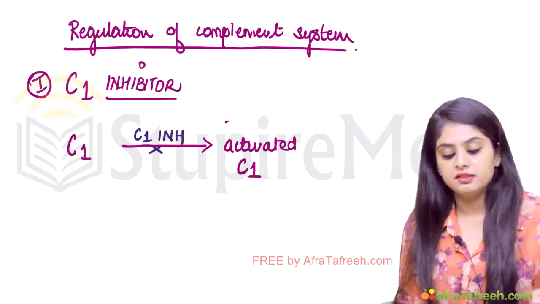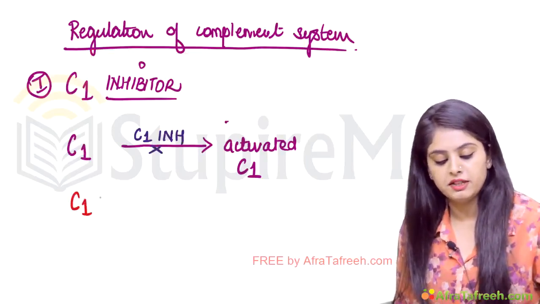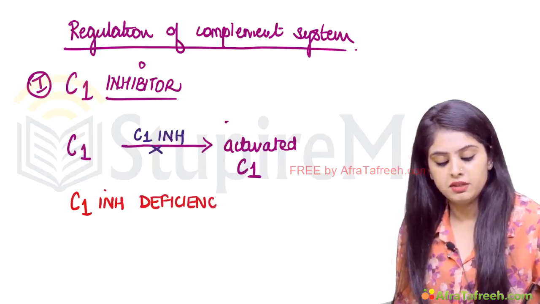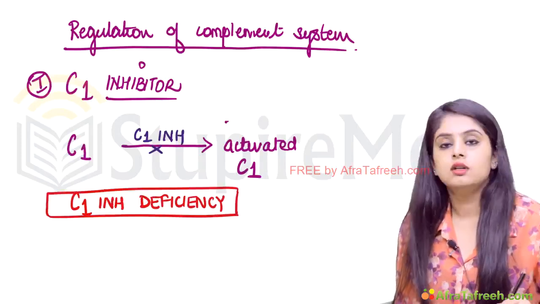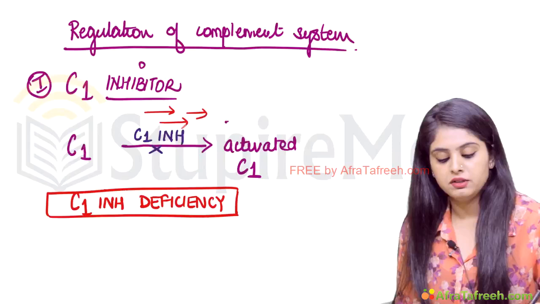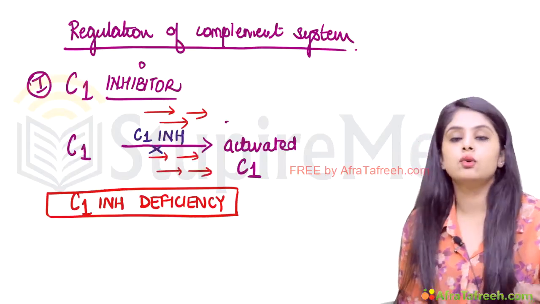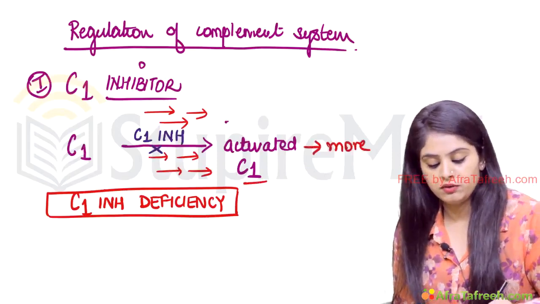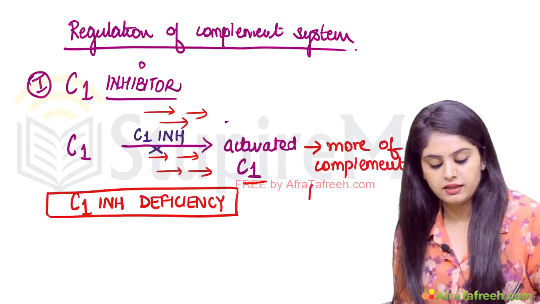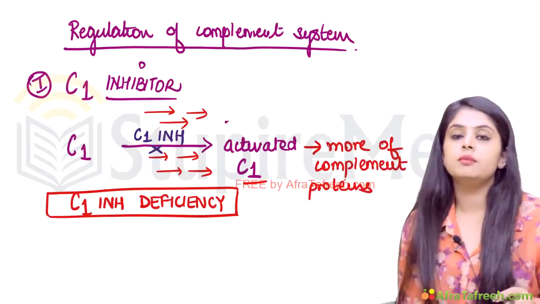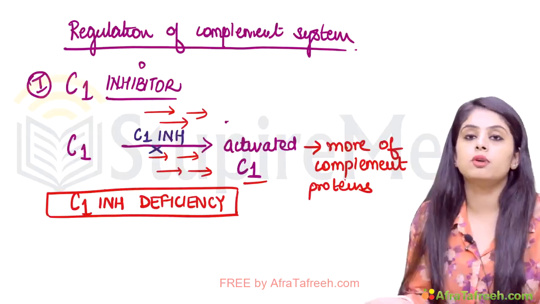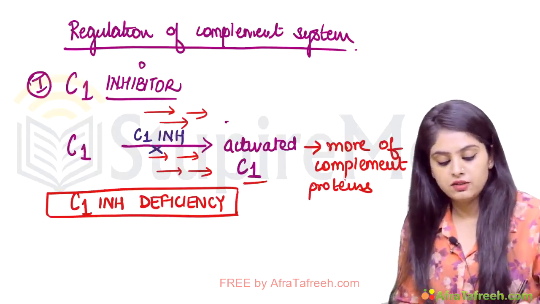The problem then arises if the person suffers from C1 inhibitor deficiency. If there is a C1 inhibitor deficiency, what will happen? This pathway will go on forever. There is no control left. More activated C1, there are more complement proteins. The complement pathway will keep on getting activated. There will be increased, forever activation. There is no stopping the complement pathway because the inhibitor protein is absent. This, students, then results in a disease.